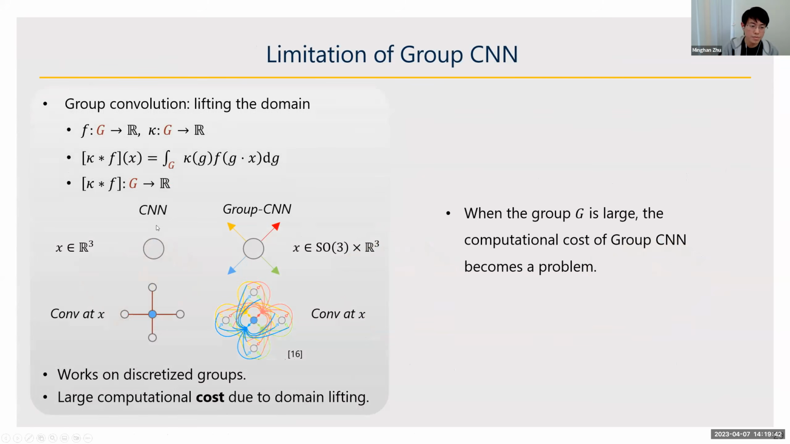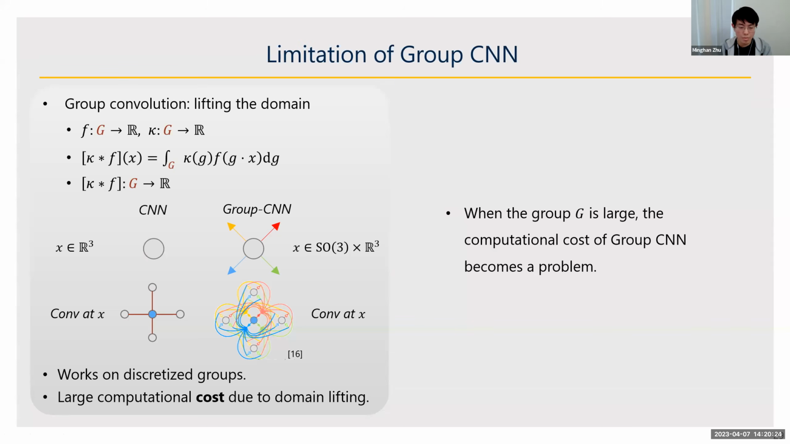Here is a visualization of this. I show the conventional CNN and the group CNN in the left and right columns, and the top row is what an element looks like. For example, in R3, a point is just a point. I use a circle to denote it. But in group CNN, a point does not only have a location, it also has a lot of orientations. For example, if we use these 4 directions to discretize SO3, then every point is composed of all 4 directions.